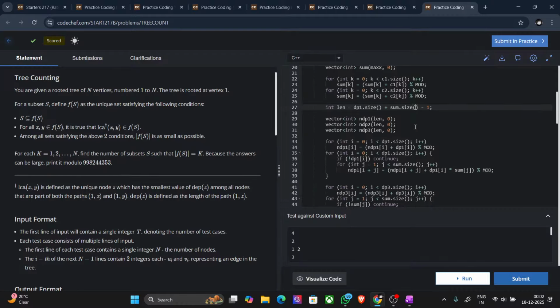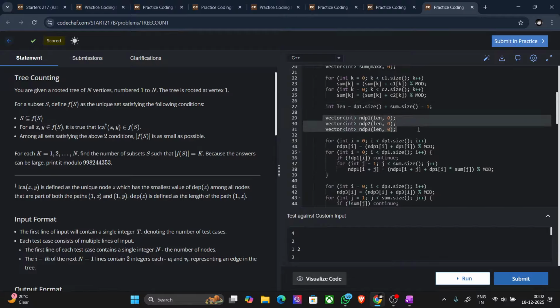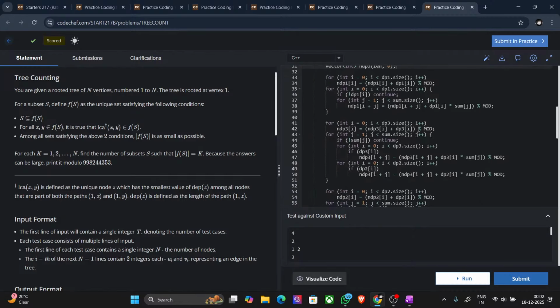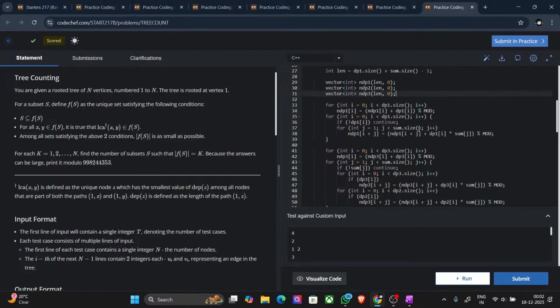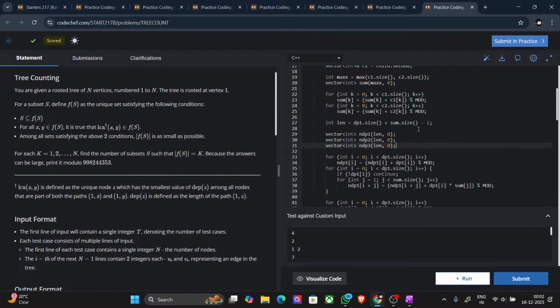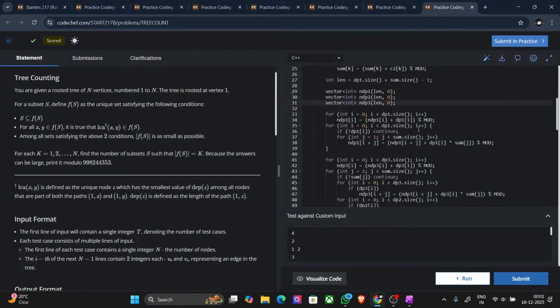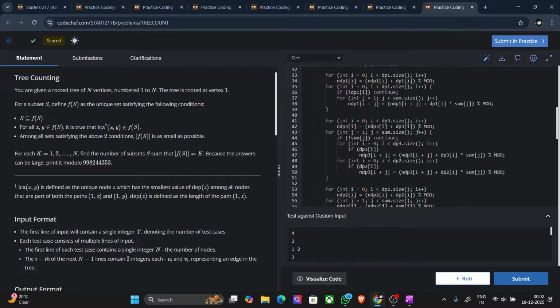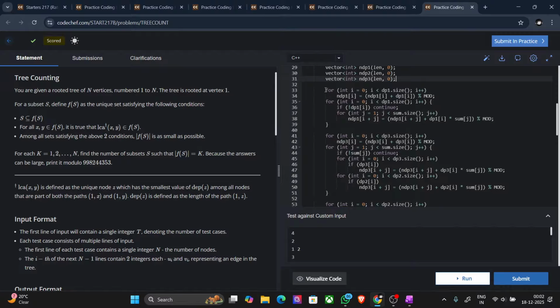Now these are just NDP states, so that I can reduce the space for the competitive programming stuff. You can also do n into l, length into size of the n, but it might exceed the time limit. So now what we have done, we have iterated over dp, updated our new dp with the previous dp states, and I have iterated over the same dp again.